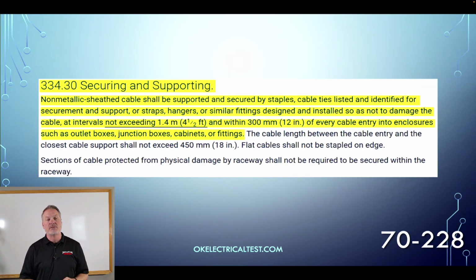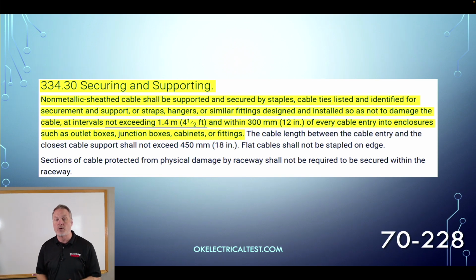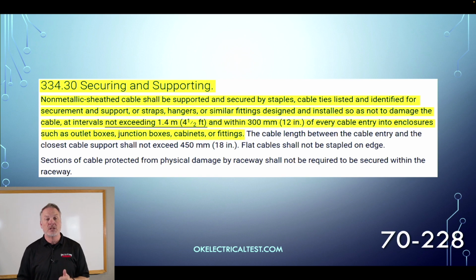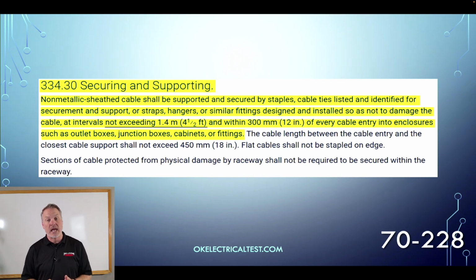Moving on here, we've got 334.30, securing and supporting of type NM cable. These NM cables are going to need to be supported within 12 inches of the outlet box and then also every 4.5 feet. It goes on to say non-metallic sheath cables shall be supported and secured by staples, cable ties listed and identified for securement and support, straps, hangers, or similar fittings designed and installed so as not to damage the cable at intervals not exceeding 4.5 feet and within 12 inches of every cable entry into enclosures such as outlet boxes, junction boxes, cabinets, or fittings.